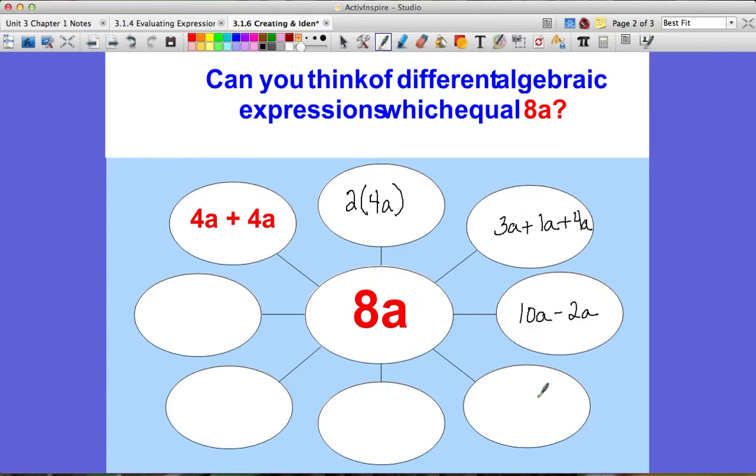I want you to take a minute and try a couple of these on your own and see if maybe you come up with some of the same things that I do. But either way, you have to make sure that when you combine your like terms, all you end up with is 8a.